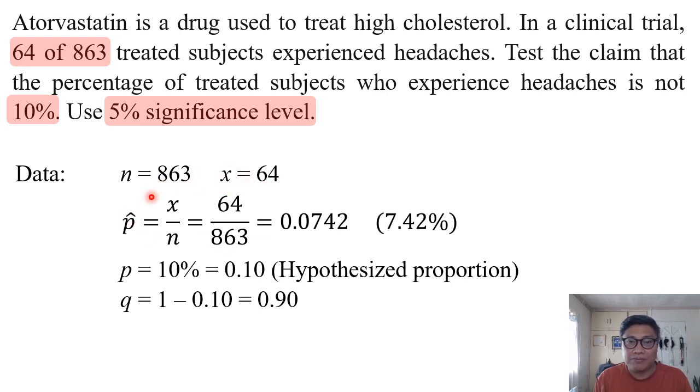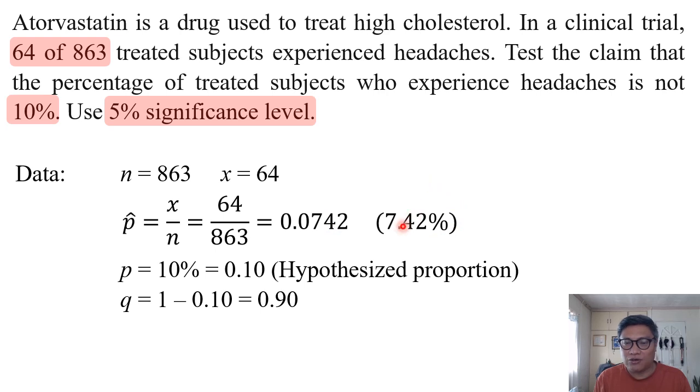Then if you take the sample proportion, you divide 63 by 863, and that would be 0.0742. Typically, class, I am using up to 4 decimal places, but it's also okay if you use up to 3 decimal places. So I will be using 4 decimal places for this one. It means, class, that the actual percentage of experiencing headaches is only 7.42% against the 10%.